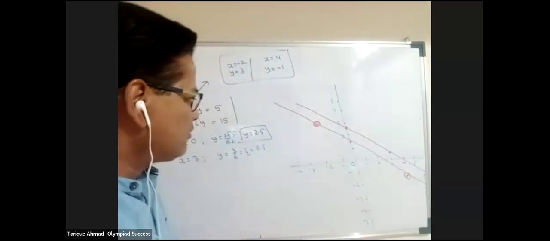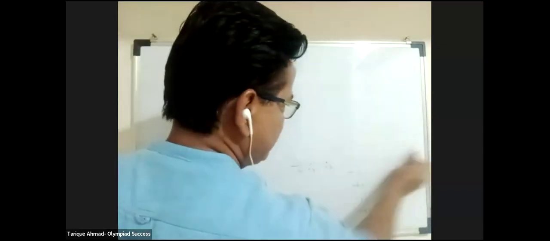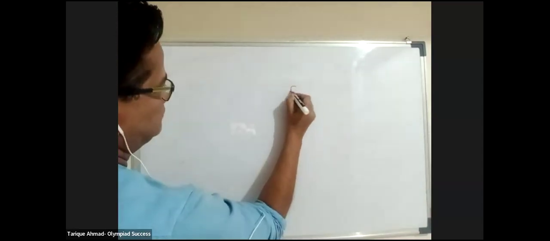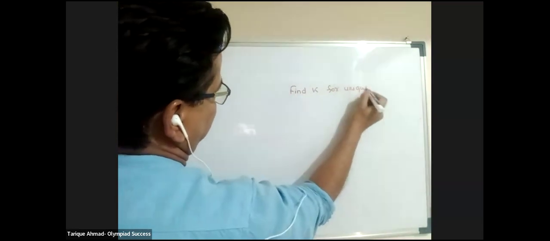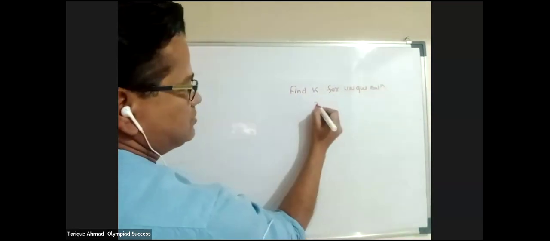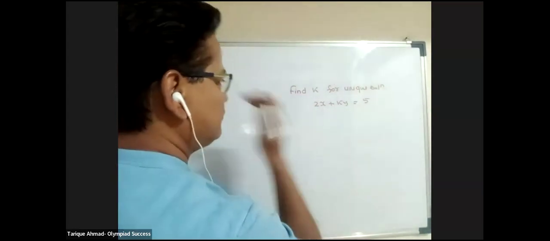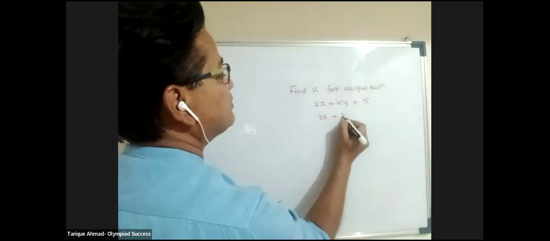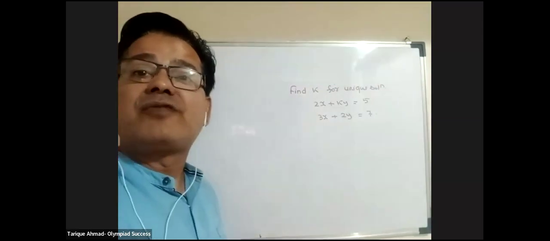Okay, I'm taking one question, how it is asked in a school examination or board paper. Find k for unique solution: 2x plus ky equals 5, 3x plus 2y equals 7. So we have to find the value of k.